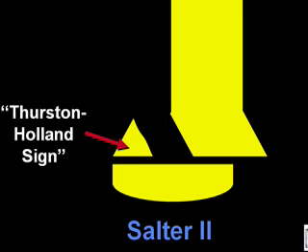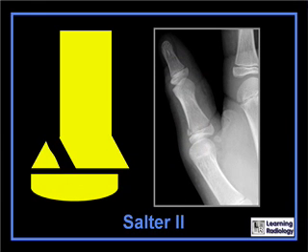Very frequently, that corner remains with the epiphysis while the remainder of the metaphysis is displaced. The corner is sometimes called the corner sign. It is also called the Thurston-Holland sign. And here's an example of a Salter-Harris 2 fracture of the proximal phalanx of the thumb.